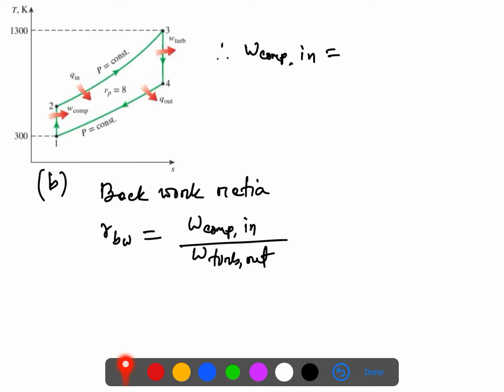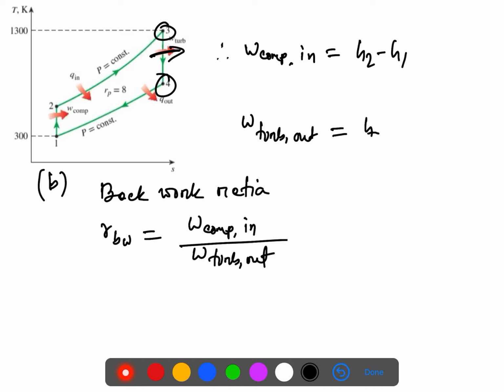So for the compressor we have this isentropic process 1 to 2. So the enthalpy variation we can write is h2 minus h1. So it will be equal to the work. Similarly, when it is the turbine, for turbine it's going out, so it is turbine work out, and here it is for 3 to 4.